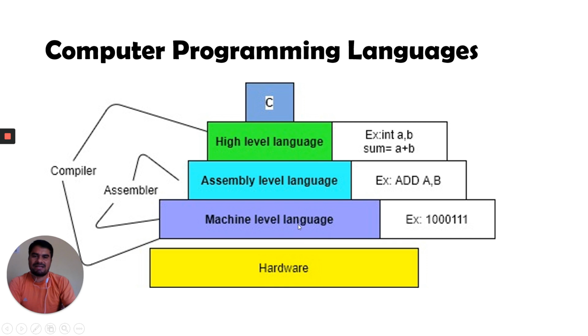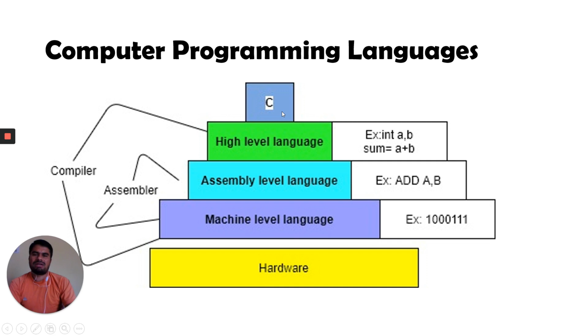So now, what is C? C is a high level language. It is a structured language, and it has many useful operators. Using those, we can write programs efficiently and effectively. So it is widely used everywhere in the software industry.